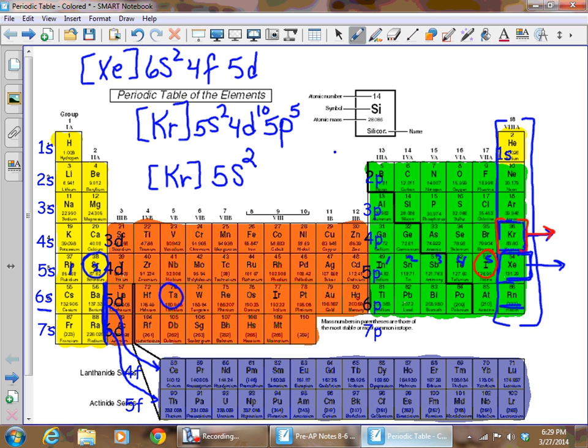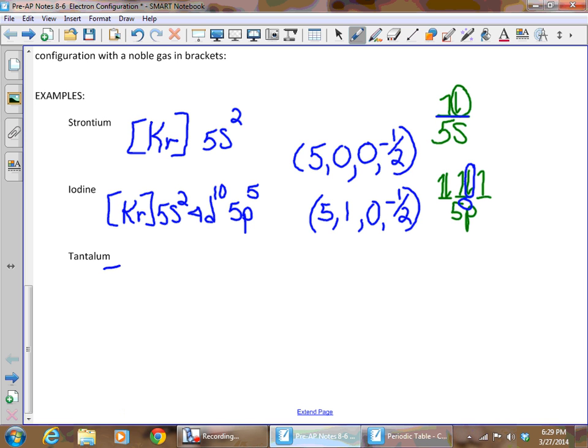S's have 2, F's, remember, have 14, and our D sublevel, since tantalum is 1, 2, 3rd in that sublevel, we'll have 3 electrons in that 5d. So again, we'll go back to the notes and put that in. We have Xe in brackets this time, 6s2, 4f14, 5d3.